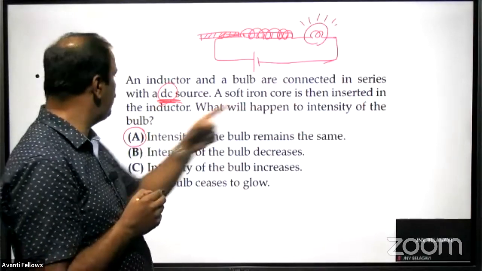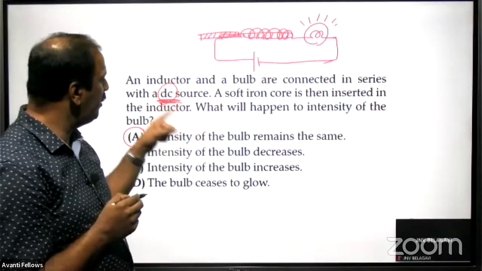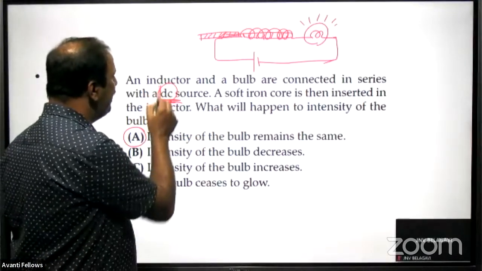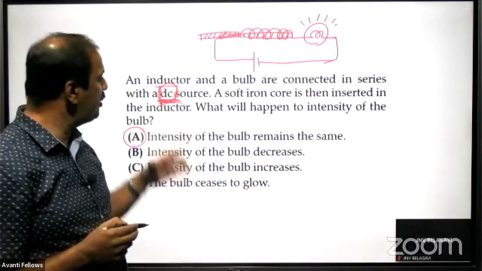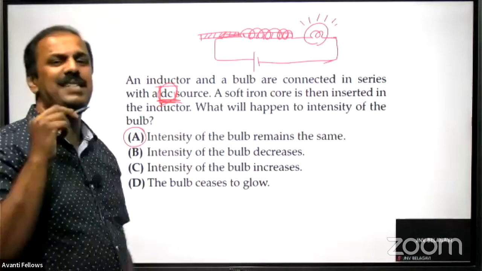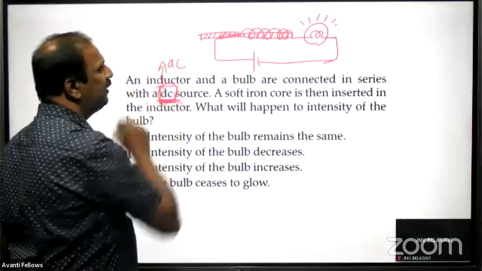Okay, soft iron got inserted in the inductor, what will happen to the intensity of the bulb? So here, that's very important. As this is DC, it will remain same. Now you see here, instead of DC, if it is AC, if the same question comes with the AC here, then what will happen?